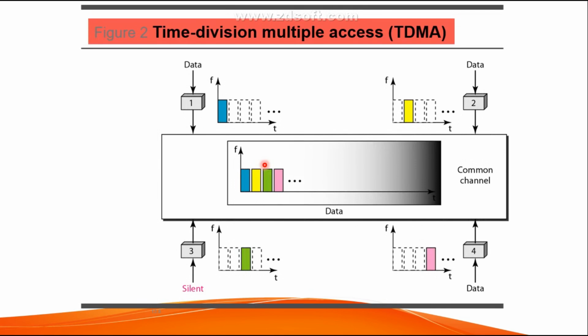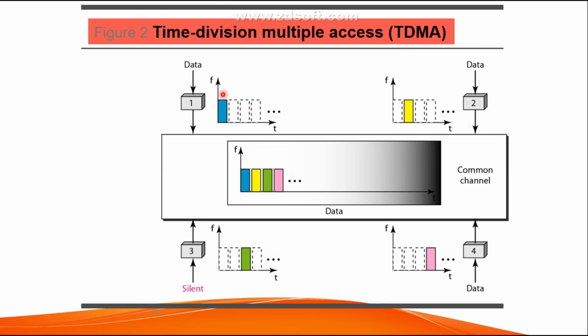Now next, we are going to see time division multiple access. In TDMA, the stations are going to share the bandwidth of the channel in time. Each station is allocated a time slot. See, this is frequency and this is time. So each station is allocated a particular time slot during which it can send the data.